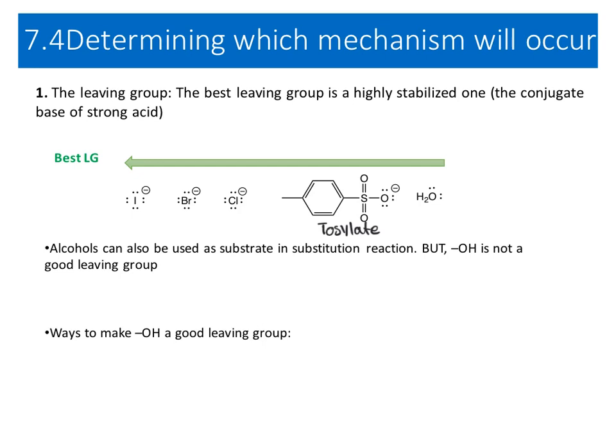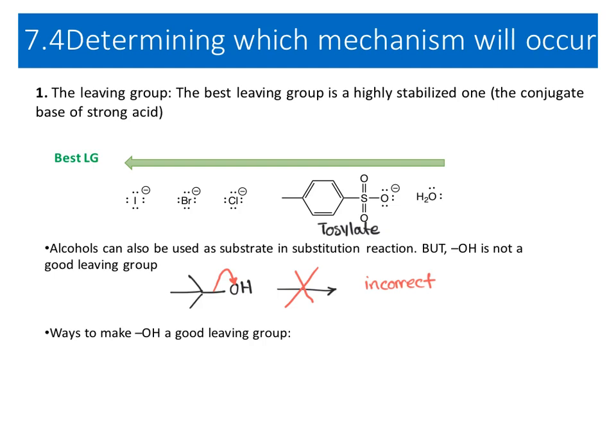So in SN1 and SN2 reaction we can use alcohol, such as this example, as a substrate. However, OH is not a good leaving group, meaning that if you draw such an arrow, it is completely incorrect. So up to here, everything is similar for SN1 and SN2 reaction. Now, there are a couple of ways that we can convert OH to the good leaving group, and these ways are different for SN1 and SN2 reaction.